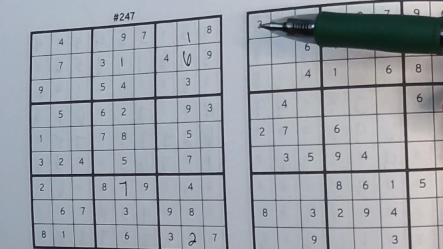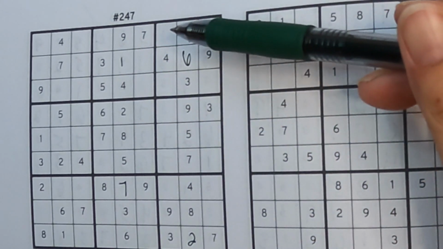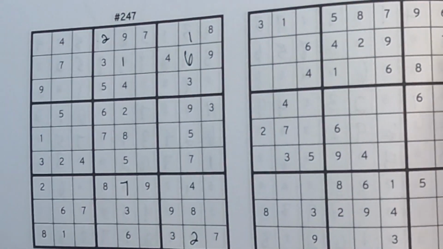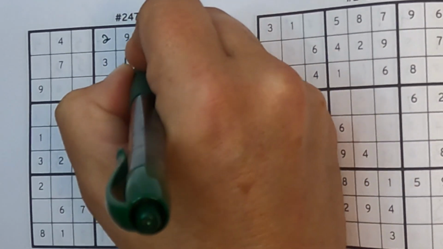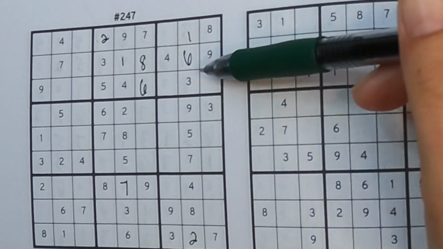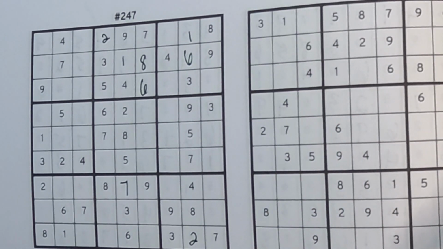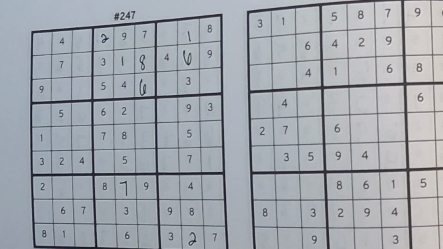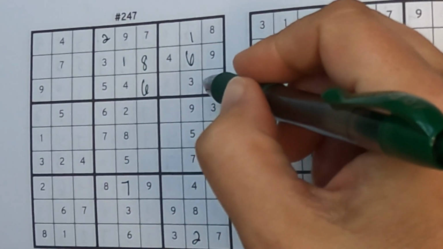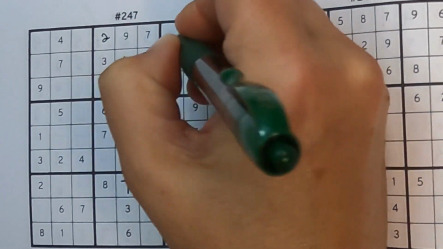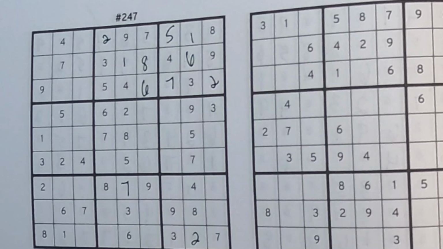For this box now, we're missing 2, 6, and 8. We've got 6 and 8 here, so this is our 2. 6 here, so 8, 6. For this box, we're missing 2, 5, and 7. We've got a 5 here and a 7 here, so this is our 2. That 5 makes this our 7, 5.